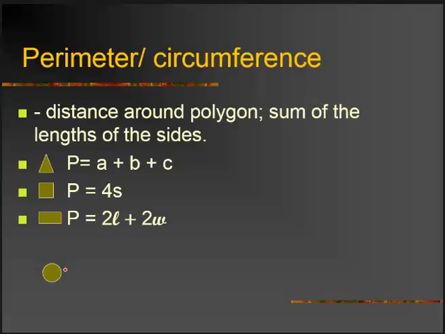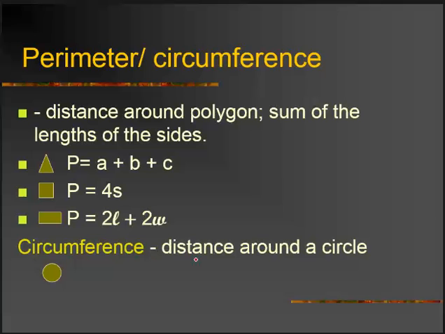Notice a circle doesn't have any sides. So we don't call it perimeter because we're not adding up sides, but it is still the distance all the way around it, and we call it circumference. So you need to know that word. Circumference is the distance around a circle, kind of like the circle's perimeter. And the formula for that is 2 pi r. What do you think r stands for? R stands for the radius. So let's do a couple of examples here.